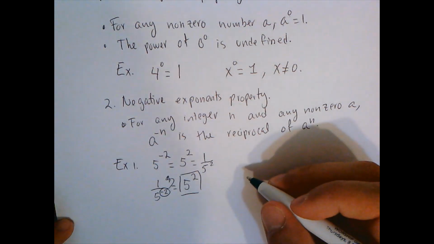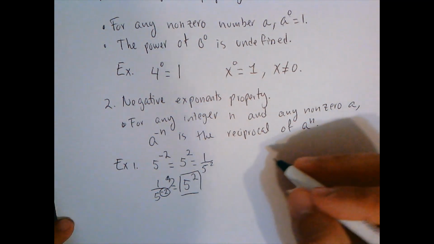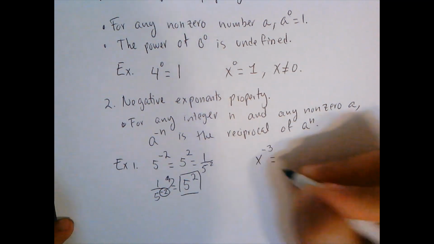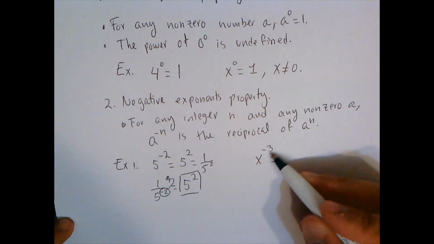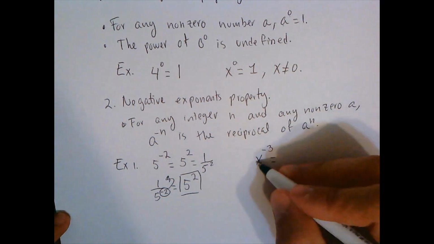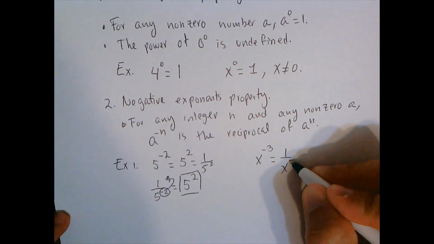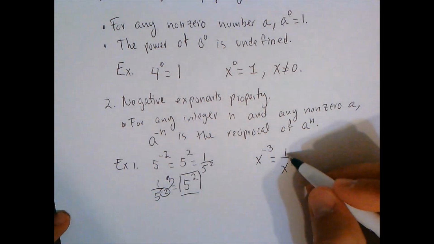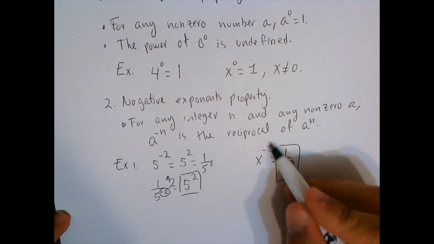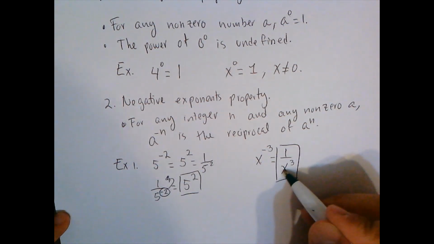Well, what if I don't have any numbers? I just have letters. Again, this is for algebra 1, so what if I have x to the power of negative 3? Well, if x is any non-zero number, x to the power of negative 3 can be written as 1 over x to the power of 3. Because it's on the numerator, to make this exponent positive, I need to move it to the denominator.